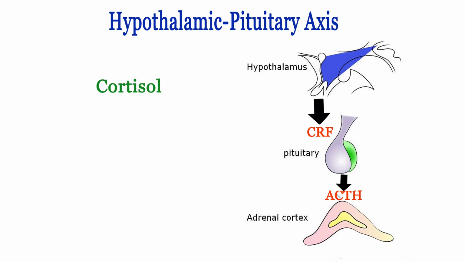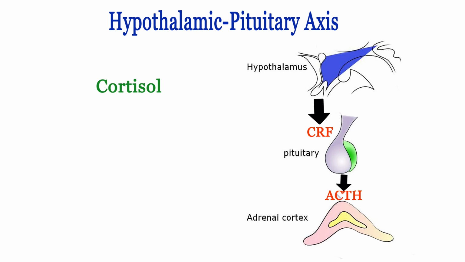Endogenous glucocorticoids such as cortisol are secreted by the adrenal cortex, and there is a significant rise in release of cortisol in stress such as trauma. This is regulated by the hypothalamic-pituitary-adrenal axis. The hypothalamus secretes corticotropin releasing factor or CRF, which stimulates the anterior pituitary to secrete adrenocorticotropic hormone or ACTH, which in turn stimulates the adrenal cortex to secrete cortisol.